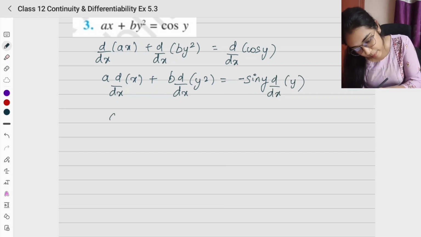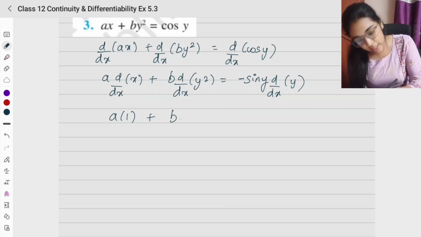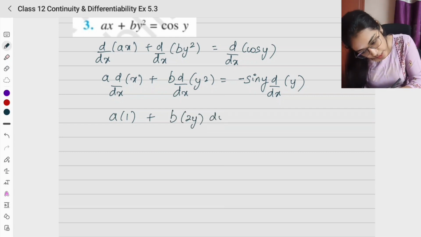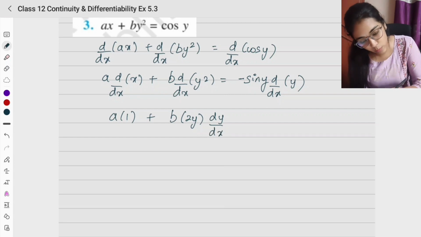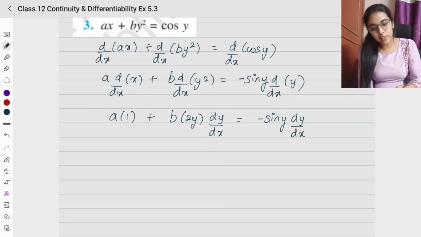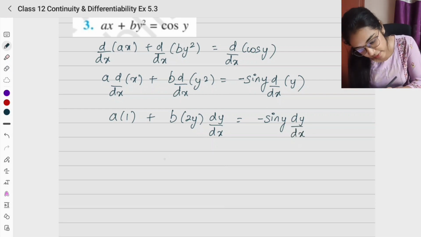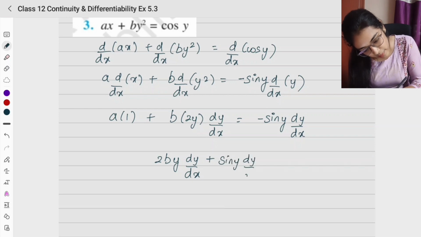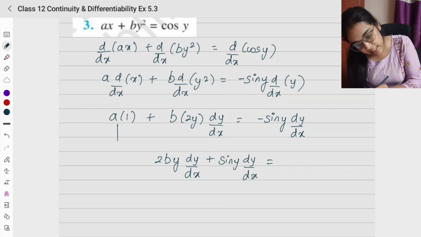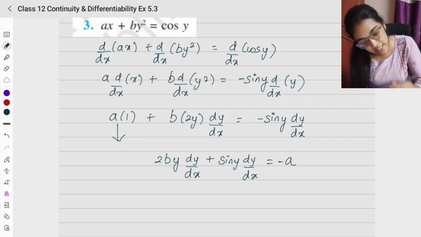Now what is my next step? a times 1 plus b times y square's derivative, it is going to be 2y, but I will have dy by dx as y is a variable, equal to minus sin y times dy divided by dx. Clubbing the terms with dy by dx on one side, I will have b times 2y times dy divided by dx. This I am going to bring to the other side, so plus sin y dy by dx is equal to, taking this to the other side, I'll have minus a.